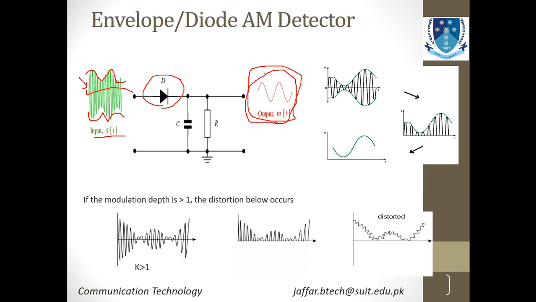Similarly, if your modulation index or depth is greater than 1, you will see that there will be a distortion in the output of the demodulator, and you will be receiving a blurred image of the information that was sent to you.